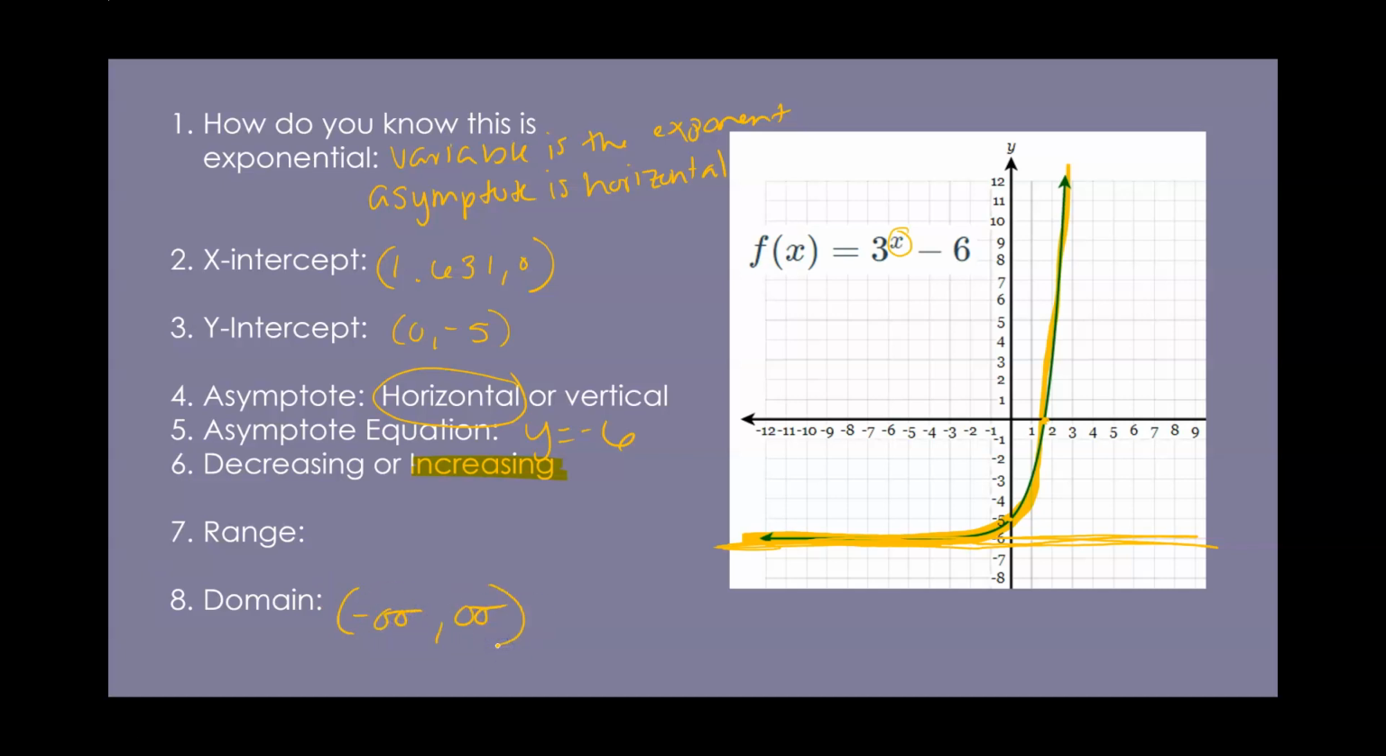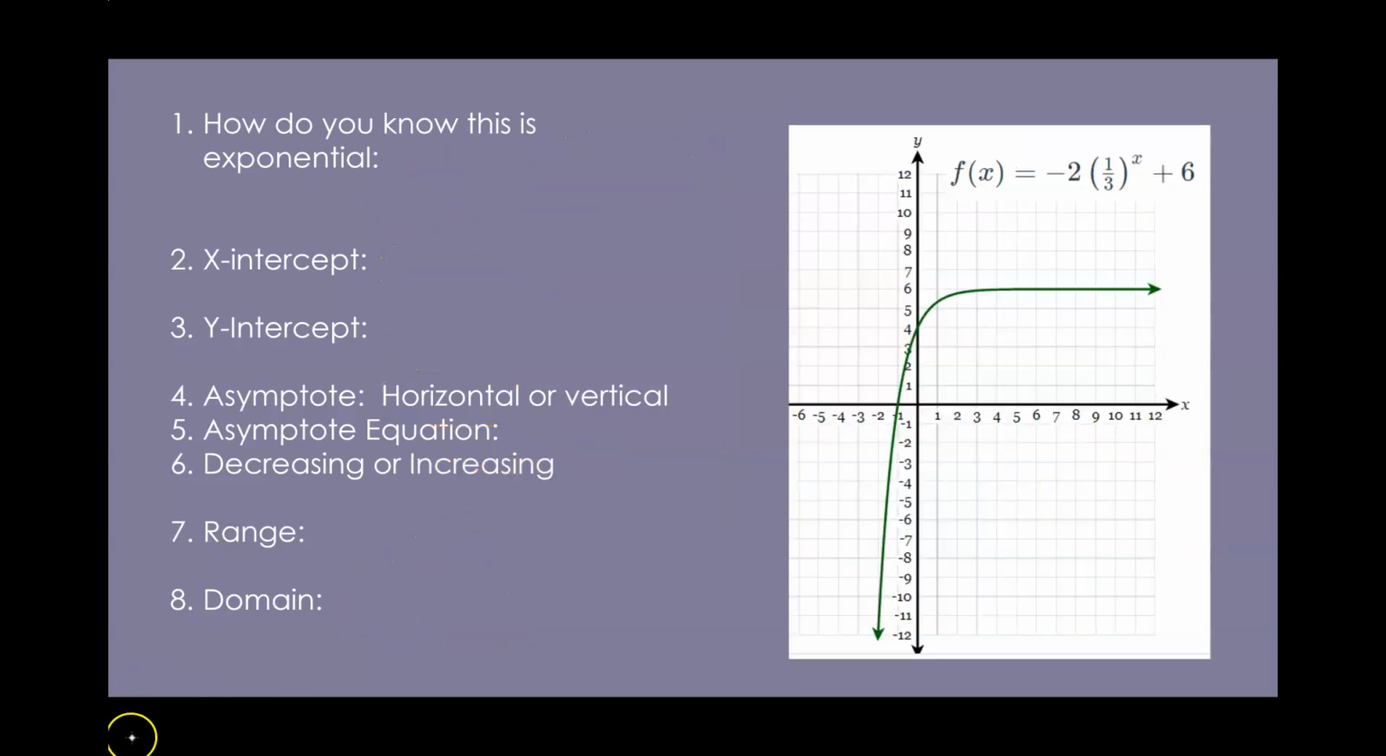Okay? So the range though, how low do you go? So how low does the graph go? It goes as low as -6, and it goes as high as positive infinity. Okay? All right, let's go on to the next one.